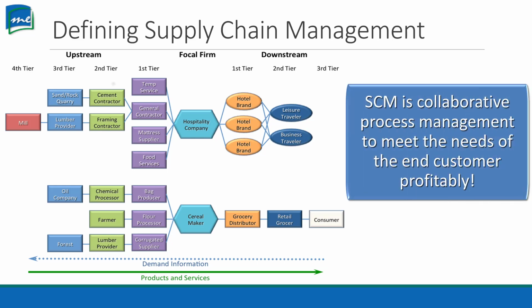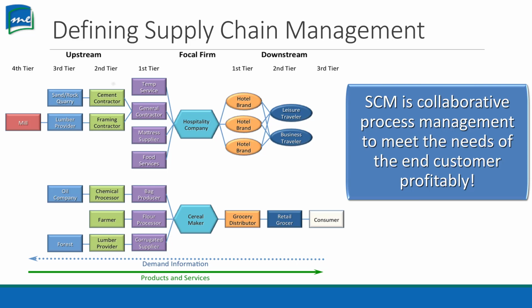And of course, they want to make sure that this is done profitably, because that cereal maker doesn't want to make 6,000 boxes of cereal, because that means 1,000 boxes wouldn't get sold. It might go bad if it expires. And the hotel company, the hospitality company, wants to make sure that their hotel brands are fully booked. So they want to make sure that their end customer is happy and that they are profitable. So they have to meet the needs of the end customer profitably.